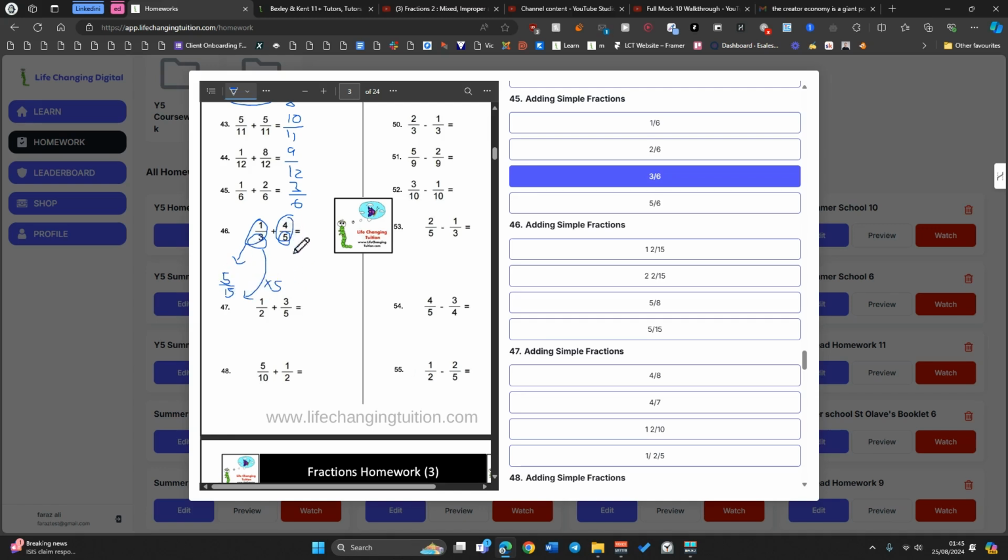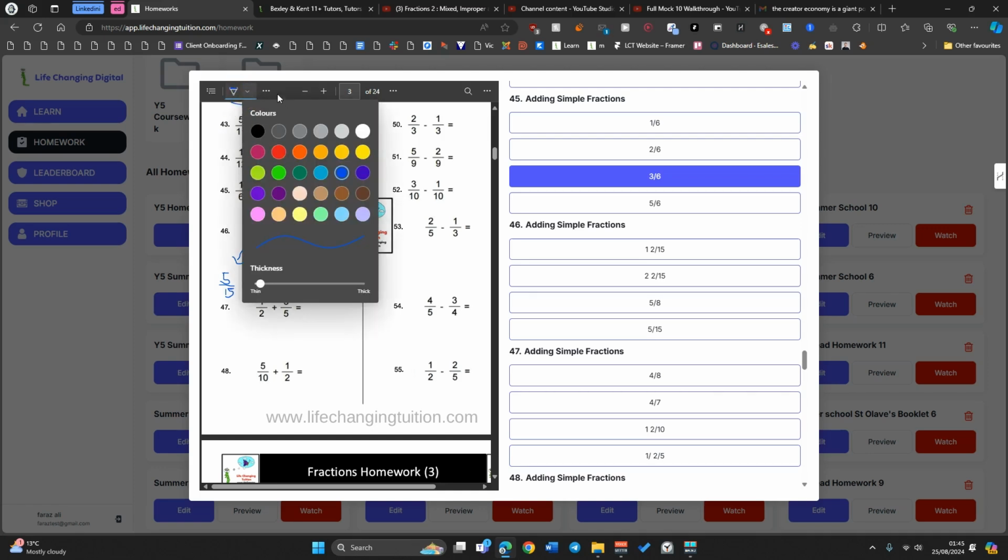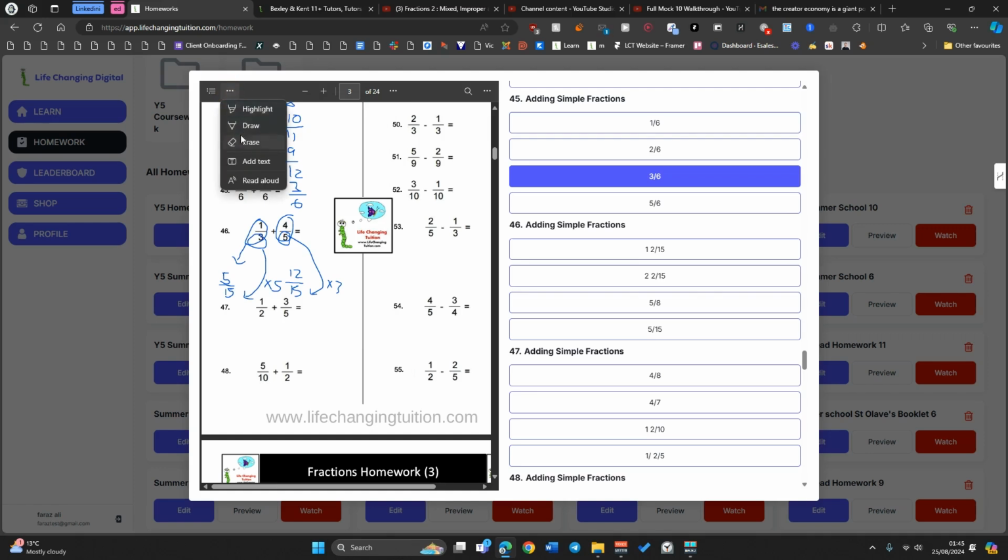Second fraction is the same thing. To get to 15, we just had to times by 3 here. And to get the top one, we'll times 4 by 3, which is 12. So this is our new fraction here, which is basically 5 over 15 added to 12 over 15. And now that is easy because the denominator is the same and we can just add the top two, which will give us 17 over 15.